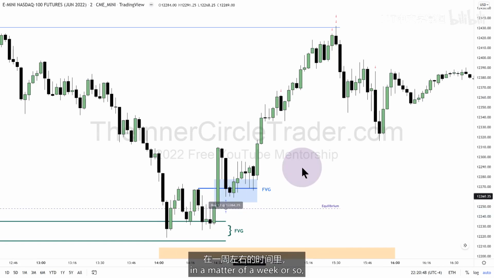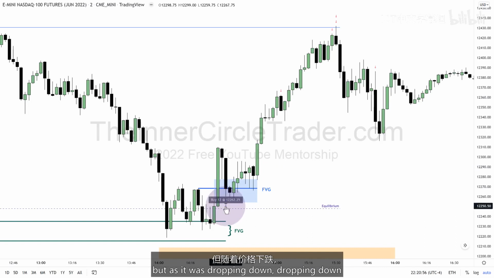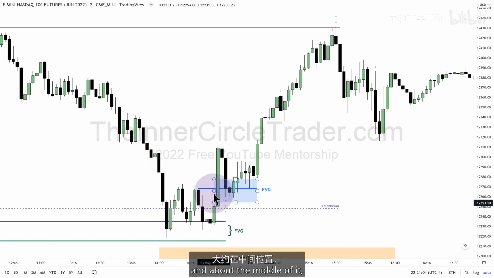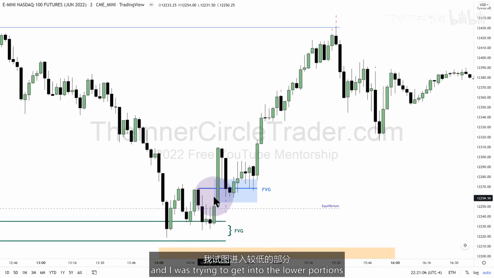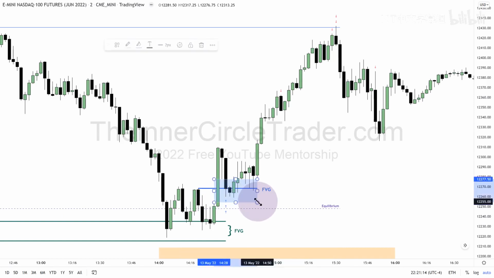So in a matter of a week or so, I've taken a $100,000 account, took it to over $300,000. Okay. And you'll see that here in a second. But as it was dropping down, all this candle here, I was buying at the beginning of the fair value gap and about the middle of it. And I was trying to get into the lower portions of it, but it didn't quite get down there. So the fair value gap in this shaded area, that's what's being shown here.